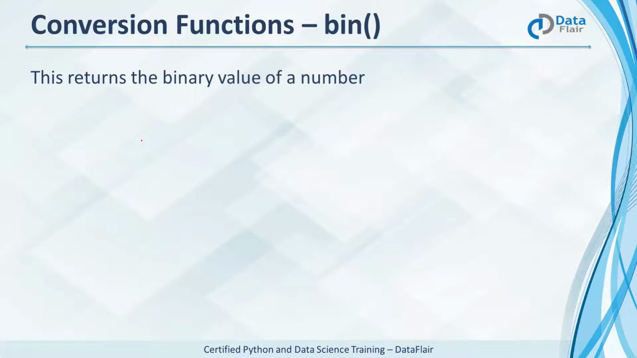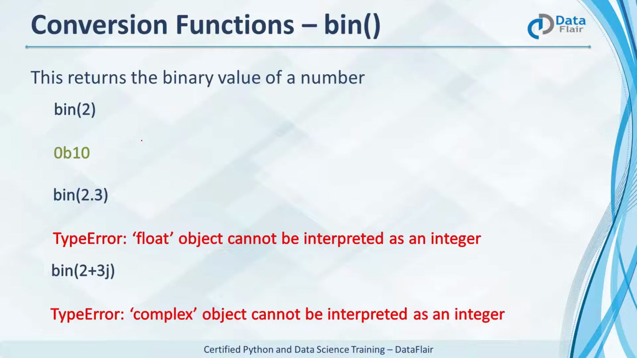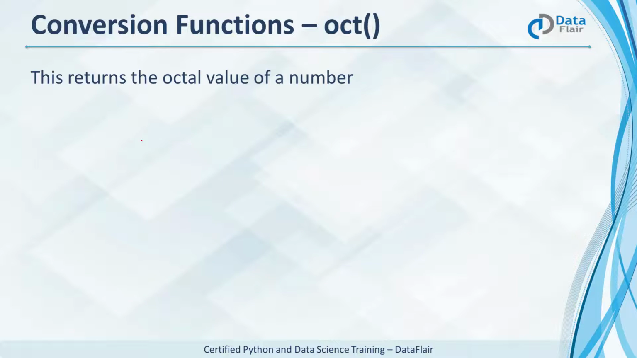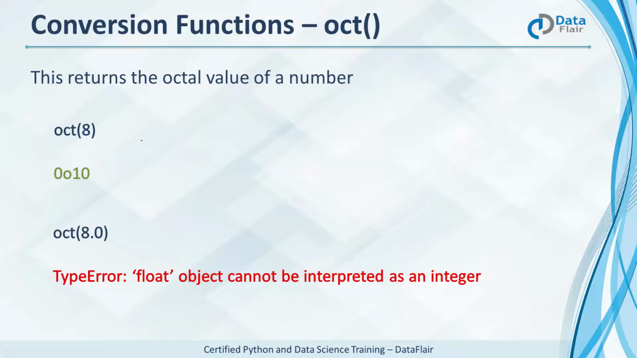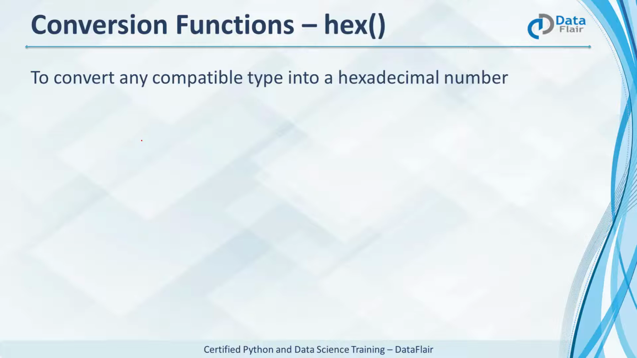The bin function returns the binary equivalent of a number. Binary of 2 is 0b10. You cannot convert floats and complex numbers to binary. Oct returns the octal equivalent of a number. Oct of 8 gives 0o10, and you cannot convert a float into an octal. Hex does that for hexadecimals. 255 becomes 0xff, and 0 becomes 0x0.